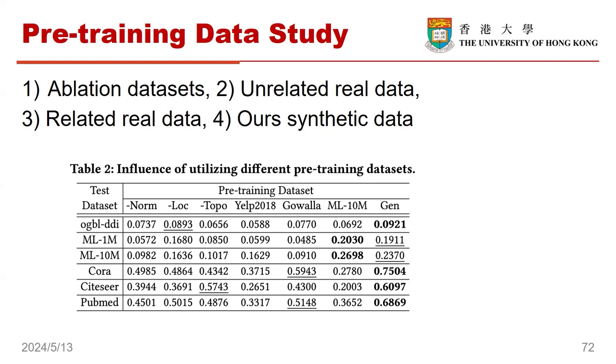But the prevalence 10 million datasets is closely related to the prevalence 1 million and the prevalence 10 million in the test datasets. And we can see that our generated datasets perform very well compared to the components. Firstly, we can see the ablation datasets all perform very poorly. And also we can see that the real world datasets, Yelp and Chawla, perform actually not that well. And we can see more than 10 million results in good performance when it is tested on more than 1 million and 10 million. So this highlights the importance of the relations between the training datasets and the test datasets.